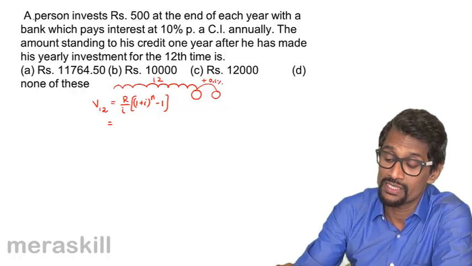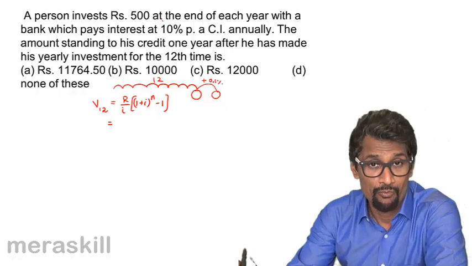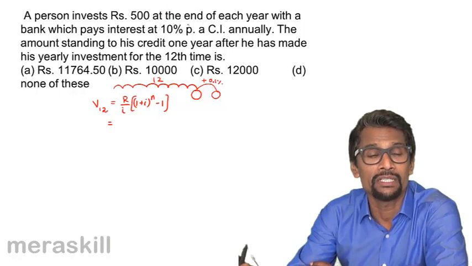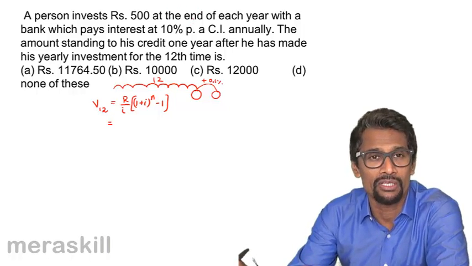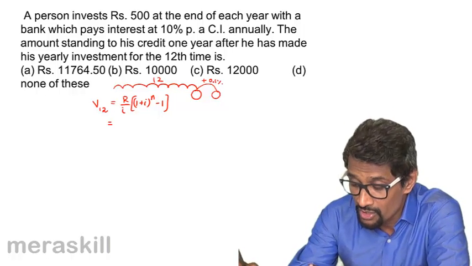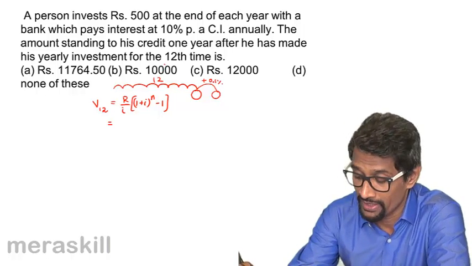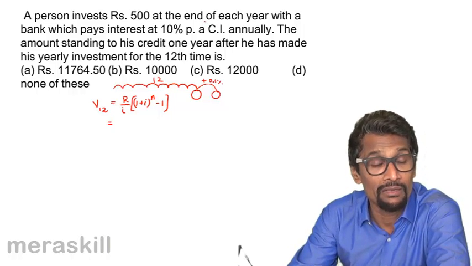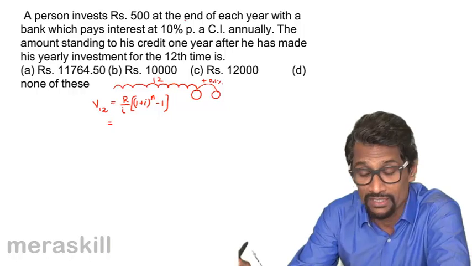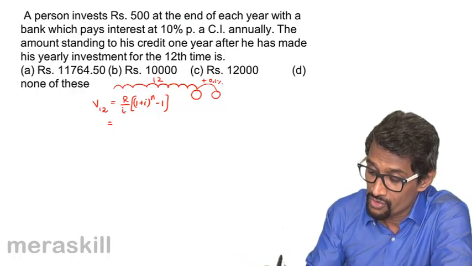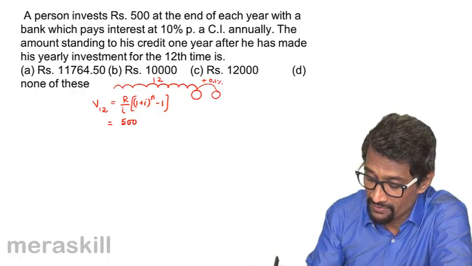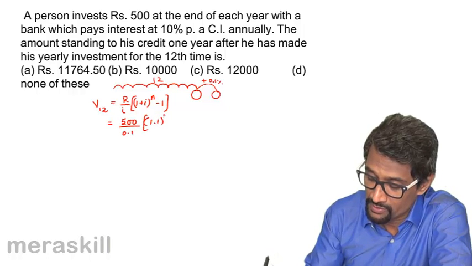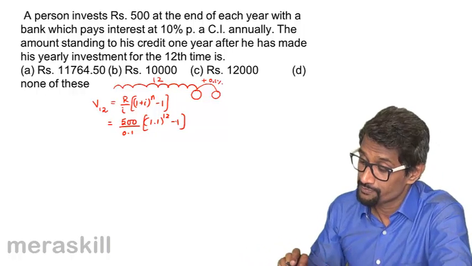That is the question, because he is depositing for 12 years at the end of each year, and after that he doesn't withdraw, let the amount accumulate. So 1 more year the accumulated amount will gain 0.1. It is not told that he is further paying another 500 at the end of 13th year too. So hence you have R, which is going to be 500 upon 0.1 into 1.1 raised to 12 minus 1.